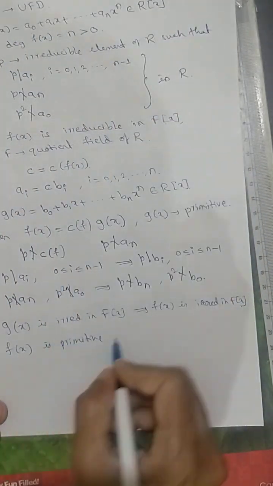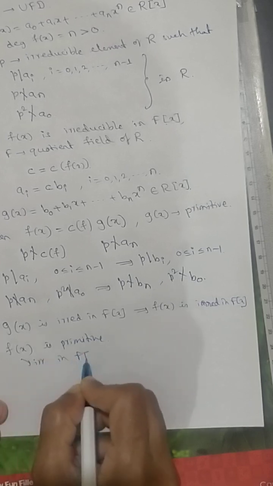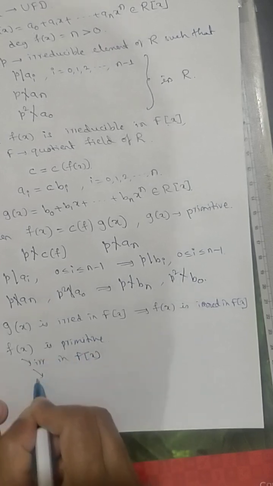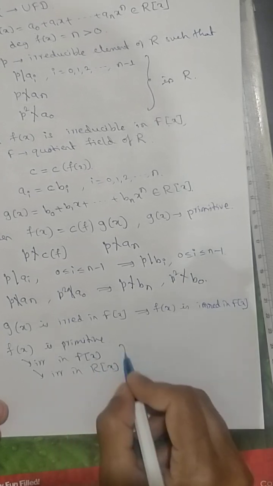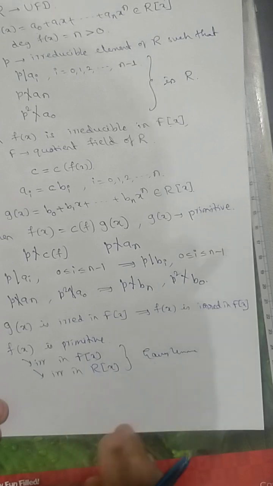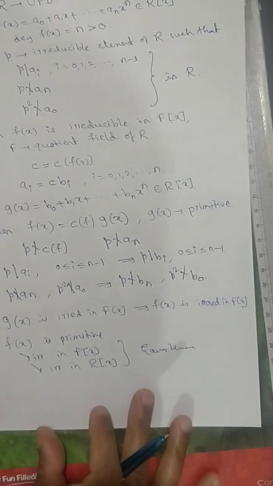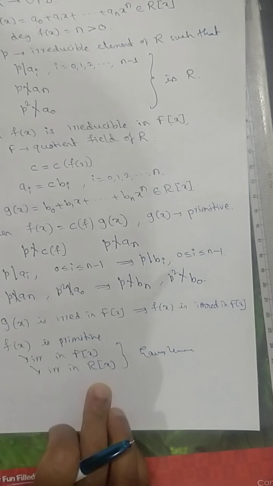So to prove that it is irreducible in F[x], it is enough if we show that it is irreducible in R[x]. Why? I can use the Gauss lemma. These two are equivalent statements according to the Gauss lemma. Okay. So now we will prove that f(x) is irreducible in R[x].